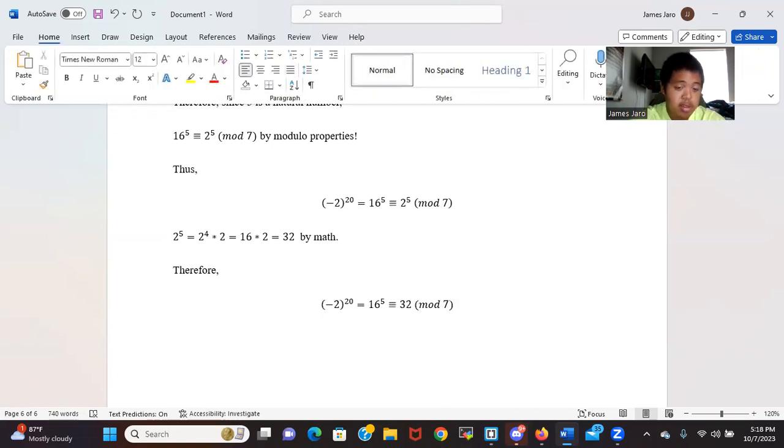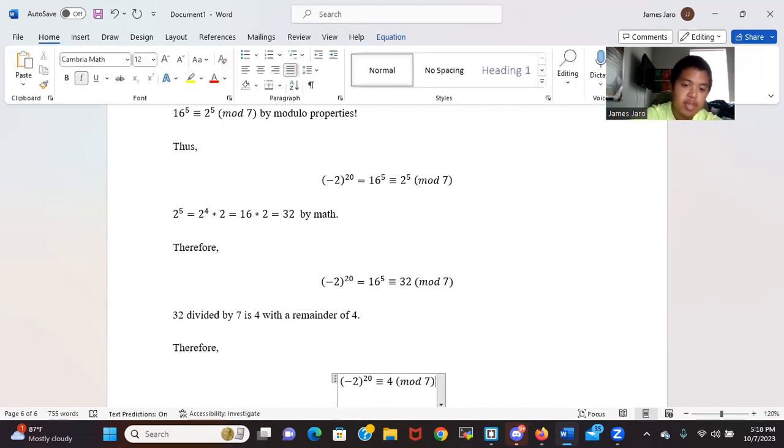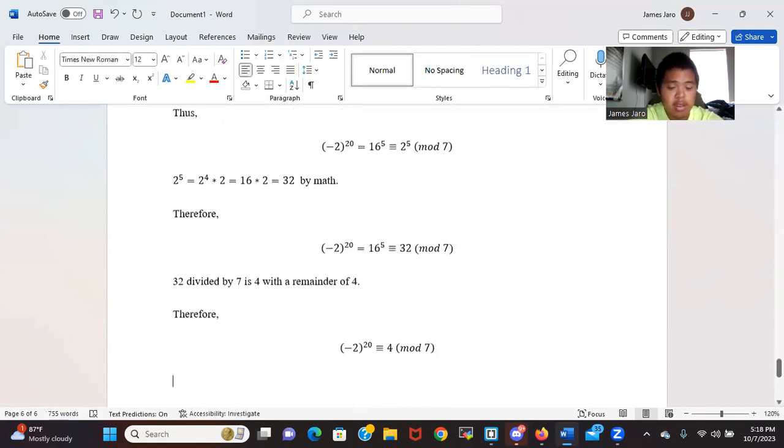Well, that means if we do 32 divided by 7, it is 4 with a remainder of, no, 4 with a remainder of 4. I can do math because 7 times 4 is 28, and 28 plus 4 is 32. So therefore, negative 2 to the 20th is really just congruent to 4 mod 7, because 32 is congruent to 4 mod 7.